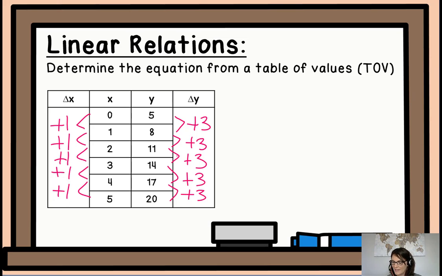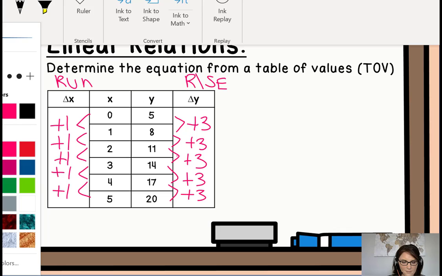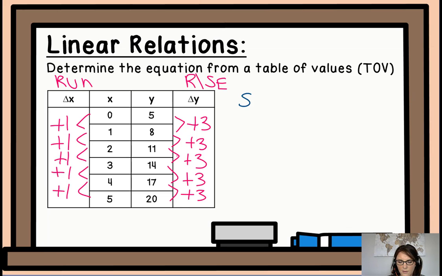Okay, so now we can use this information to help us find the slope. Remember, the slope is the change in Y over the change in X, or in other words, the rise over run. So the change in Y is our rise, and the change in X is our run. So our slope is 3 over 1, or just 3.